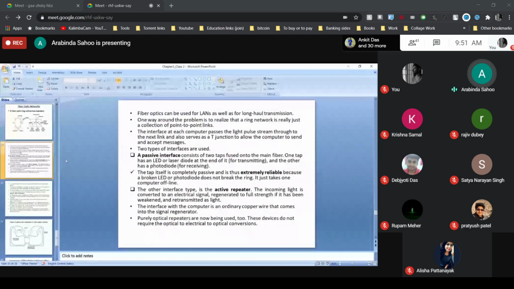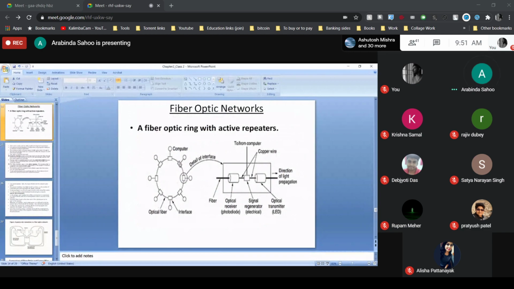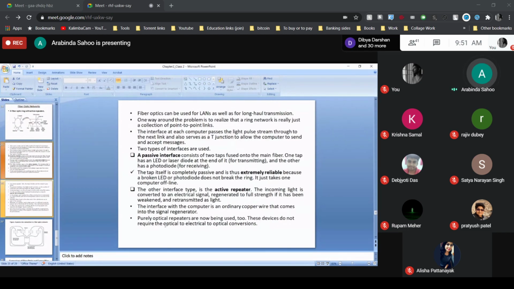The interface with the computer is an ordinary copper wire. As you discussed, the interface between this computer, in this case, is basically a copper wire, which is normally connected to the computer. And purely optical repeaters are now being used. These devices do not require optical to electrical to optical conversion.